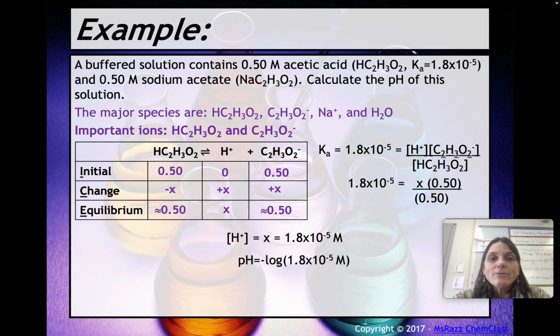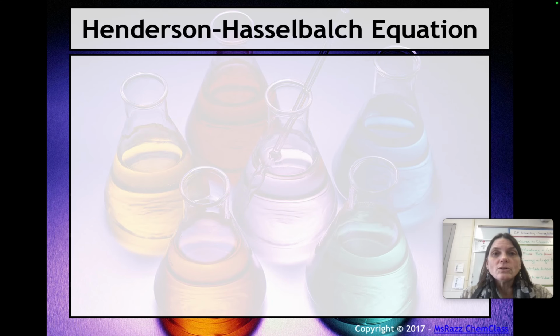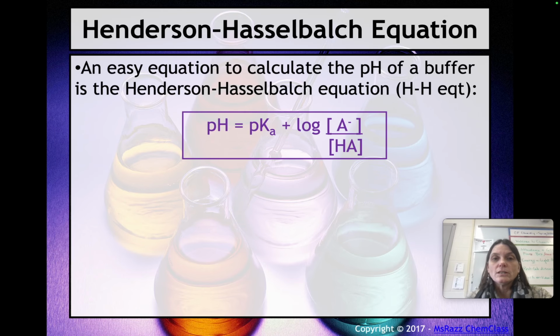Okay, so a buffer that has equal amounts of acid and conjugate base, the pH is going to be equal to the pKa of the buffer system. All right. Oh, there's the answer. 4.74. Now, we can also use the Henderson-Hasselbalch equation.